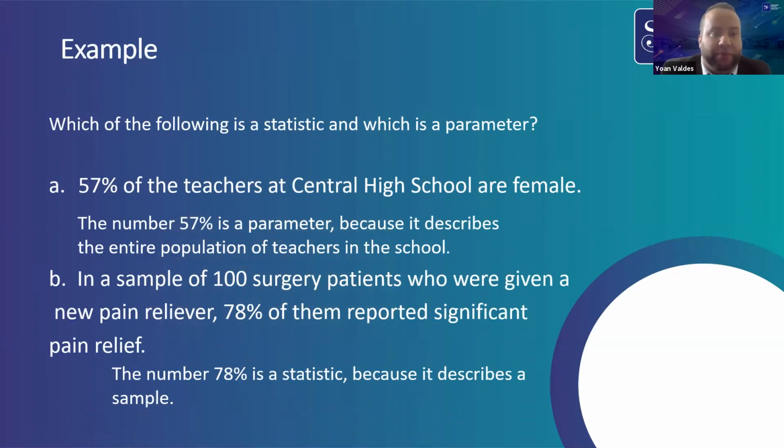In example number B, in the sample, 100 surgery patients were given a new pain reliever, and 78% of them reported significant pain relief. The number 78 is a statistic because it describes the sample.